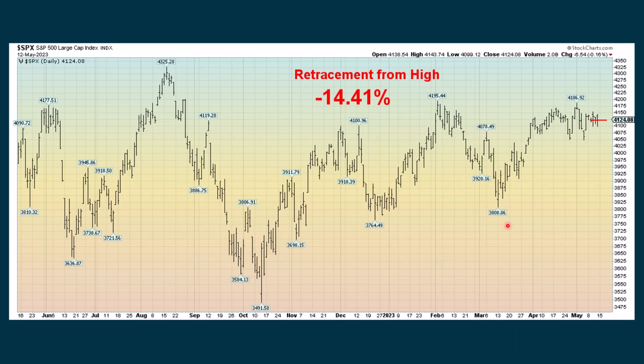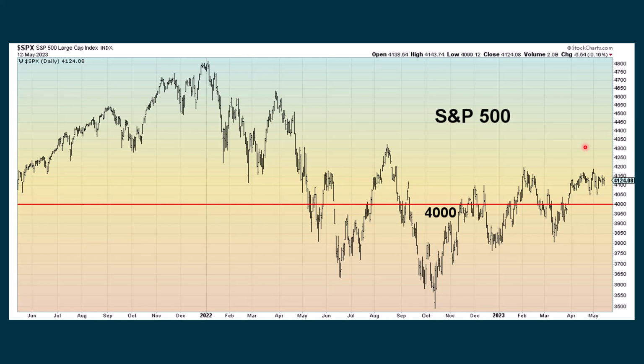We also look at the retracement going back to the all-time high, which is now off of the chart. We're down 14.41%. And then over on the right-hand side, you can see where we closed on Friday. This just measures all the times that we've been above and below 4,000. It seems like we can't get very far away from that level.